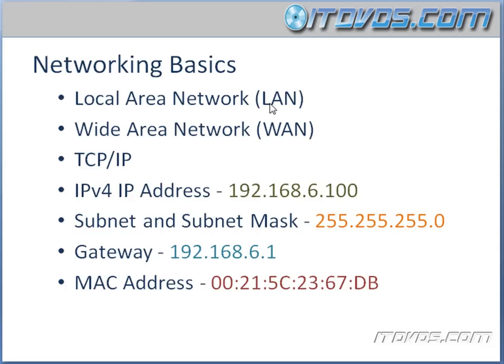Let's say at your home you have a couple of computers. They're connected to your switch and router at home, and you can share files between those computers. That would be a local area network, and a local area network is normally very fast. Or at your office building, normally all your computers are connected to switches that are connected together, and those switches are connected to a router. And that would be a local area network.